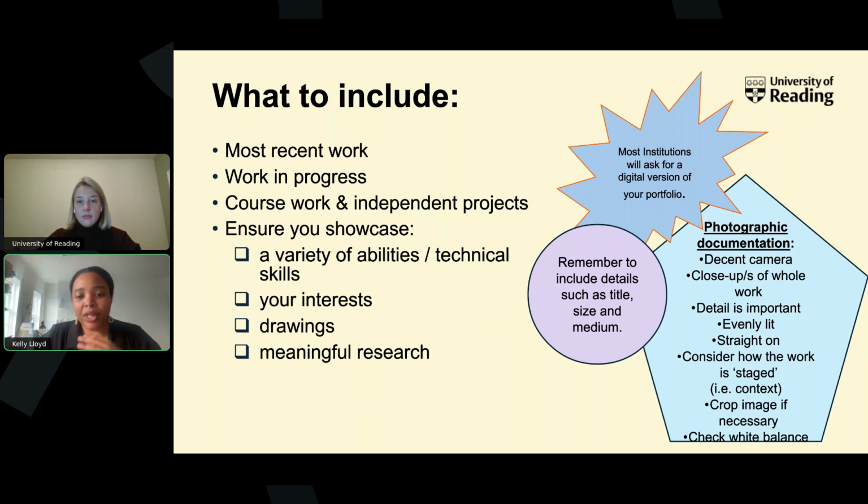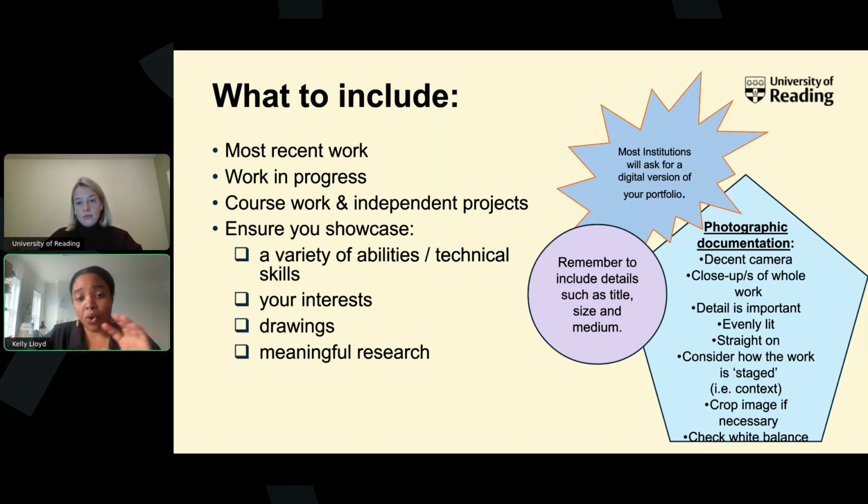Like I said before, within the captions, please include details such as the title of the work, the size of the work, the medium of the work. If you want to talk about the process, and then also the context of the work, you're welcome to. In terms of tips about how to make your photographic documentation slightly better, get a decent camera. Honestly, your phone is probably decent at this point. It's probably a decent enough camera to use.